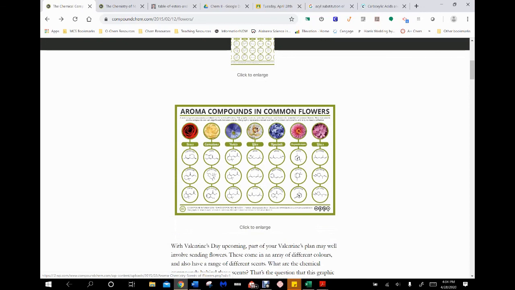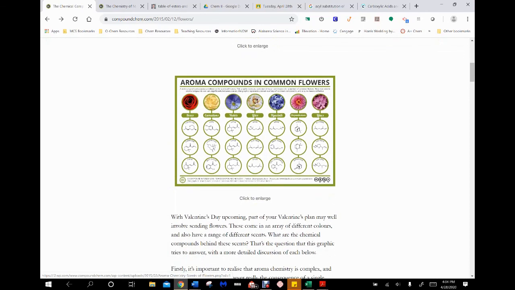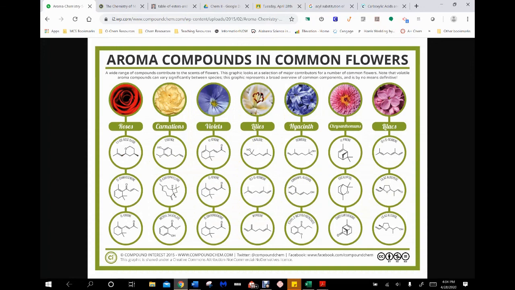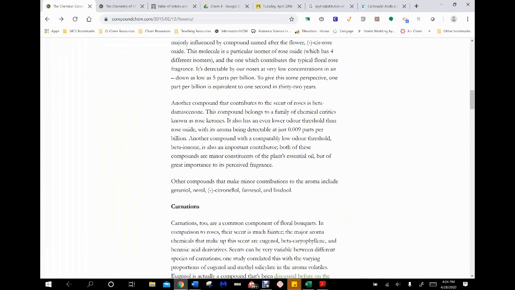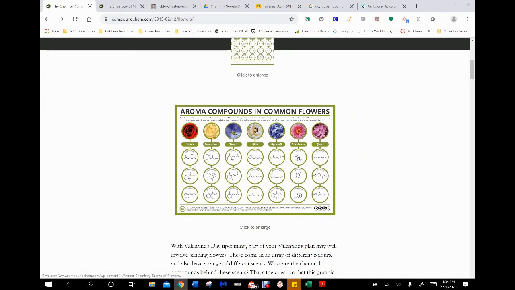But what you'll be doing is when you get to the website, you will be clicking and enlarging this graphic, and it's going to show you some different chemical structures that result in some different scents that we associate with different flowers, such as roses, carnations, and so on and so forth. And also it's got a short little summary article underneath that you'll be reading. And then there's a little file on Google Classroom that you'll pull up, and it'll give you the link to the article, tell you what to do while you're there, and it'll have a few questions for you to think about and answer to help you connect the real life application to what we learned today.